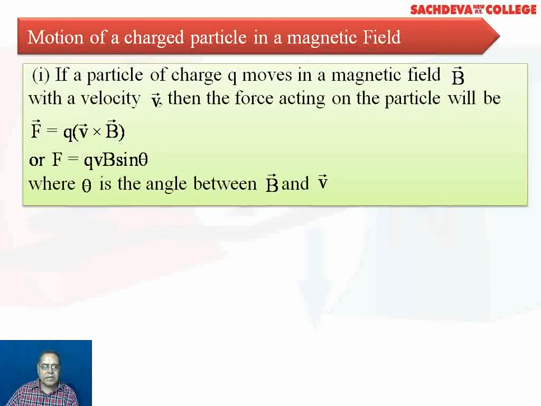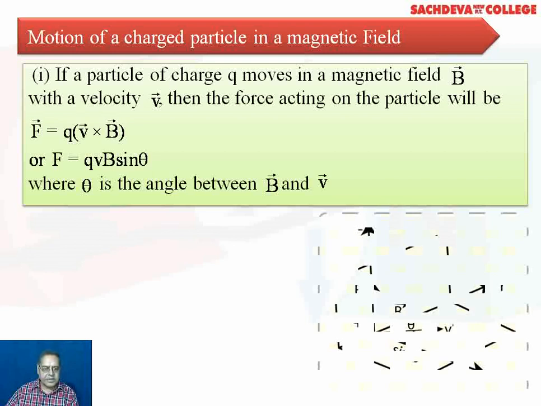If a particle of charge q moves in magnetic field with velocity v, then the force acting on the particle will be F equals q into the cross product of v and B. In the scalar form, it should be F is equal to qvB sine theta, where theta is the angle between magnetic field and the velocity vector v.